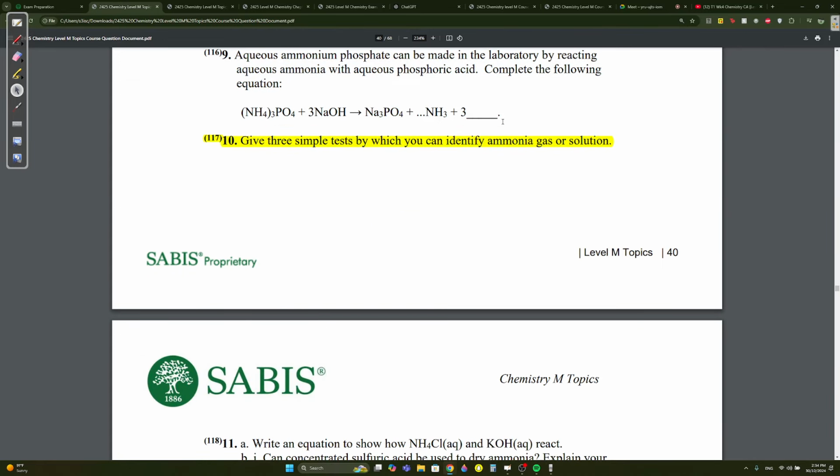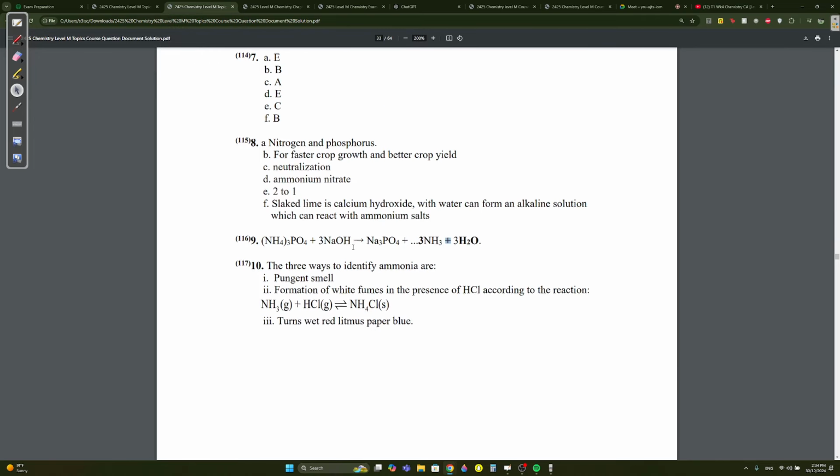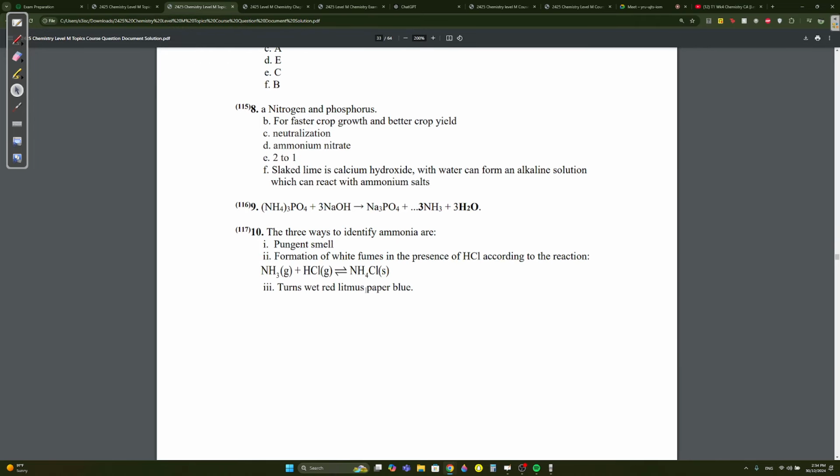Give 3 simple tests by which you can identify ammonia gas or a solution. Three simple tests? Ammonia gas, I guess it would be litmus paper, maybe. Well, let me see. Smell, litmus paper, formation of white fumes in the presence of HCl. Apparently, if you put HCl, it would react with the ammonia to form ammonium chloride, which is white fumes.